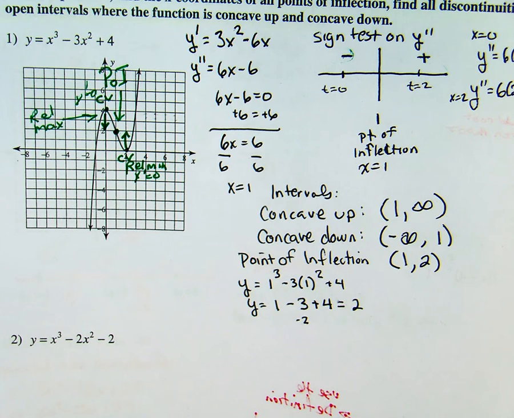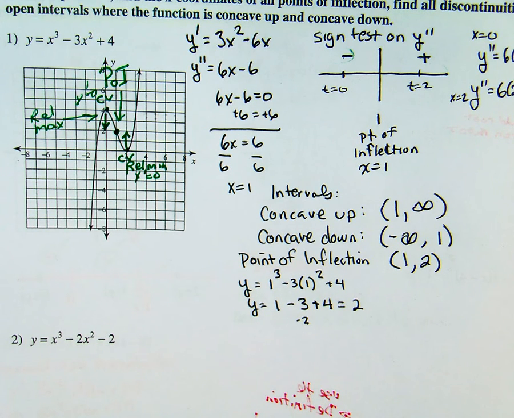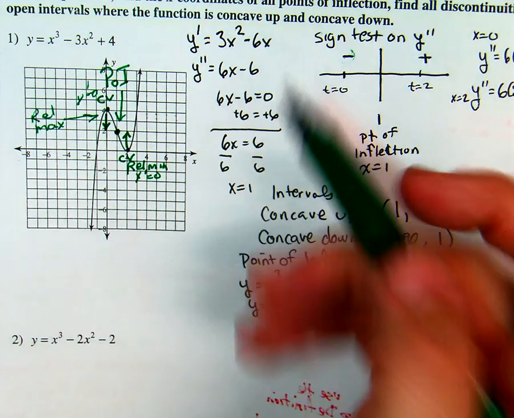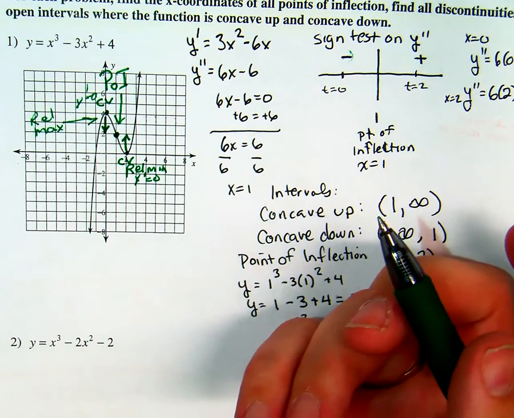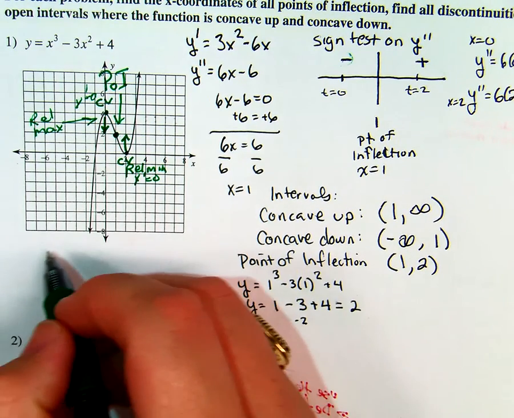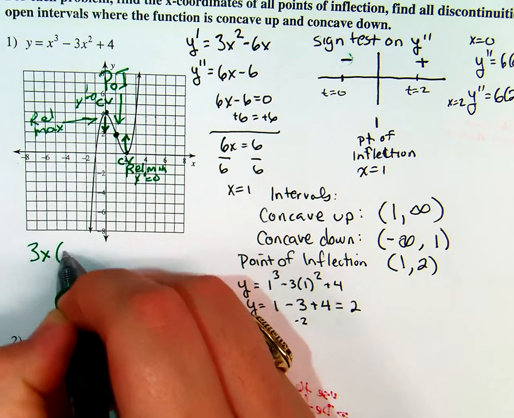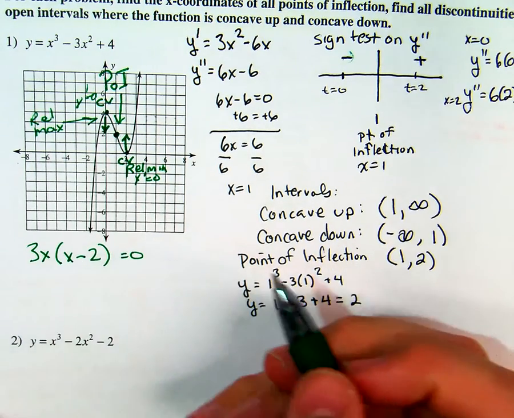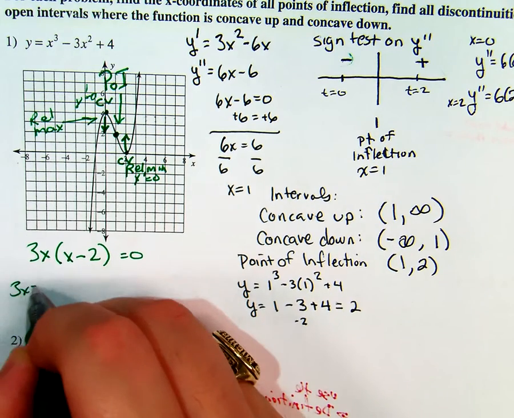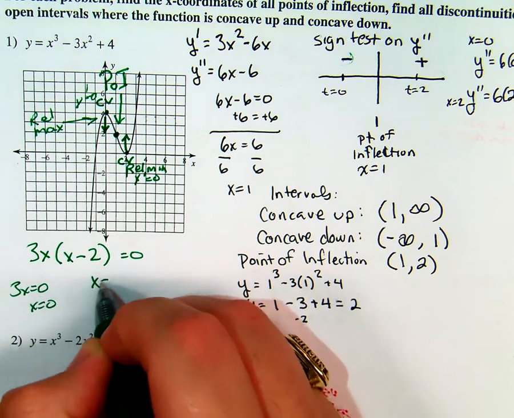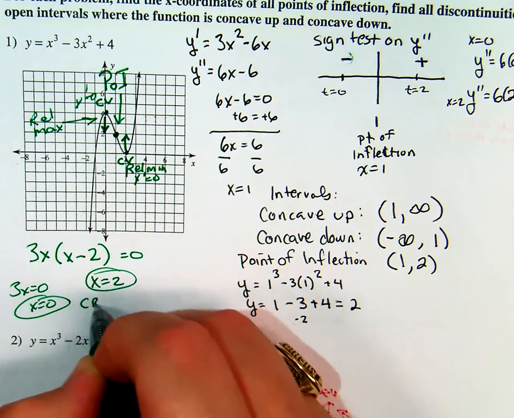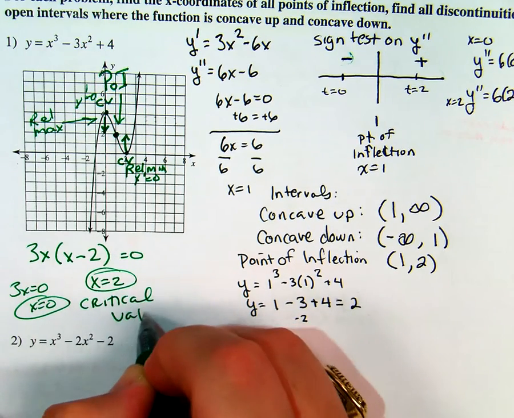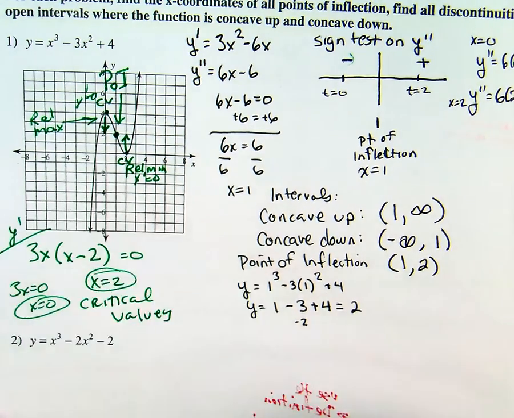So, Sean, for this guy, you could have. That would have worked. But I would have factored 3x times x minus 2 and set that equal to 0. And get 3x equals 0, so x equals 0, and then x equals 2. So those would be critical values, and that's for y prime. That would have been the easiest way to do it.